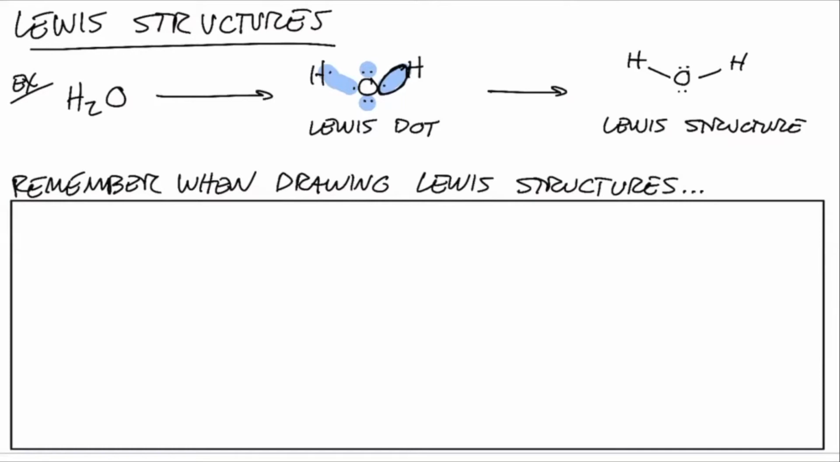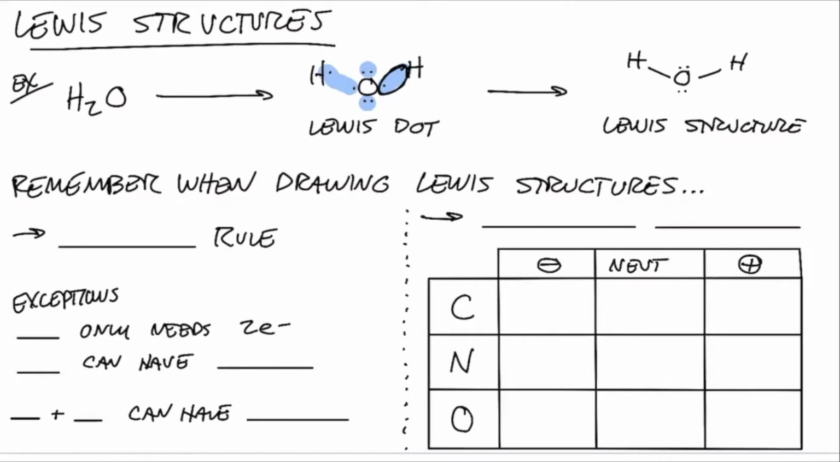There are a few things that are important to remember as you're drawing Lewis structures. One of those is the octet rule. The octet rule told us that in order for any atom to have a full octet, it must have 8 electrons around it. We can go and check that for oxygen in our previous example: in the Lewis dot structure, we had 1, 2, 3, 4, 5, 6, 7, 8 electrons around it. And we're counting those lone pair electrons and all of the electrons that are shared in any covalent bond.